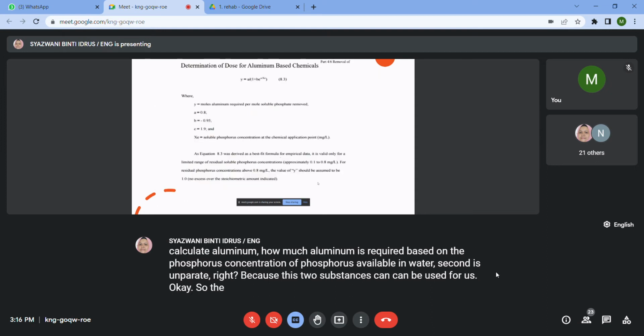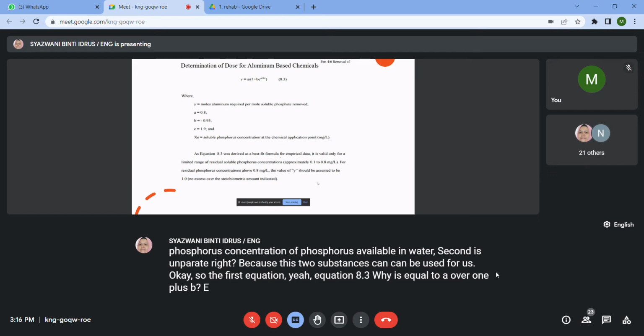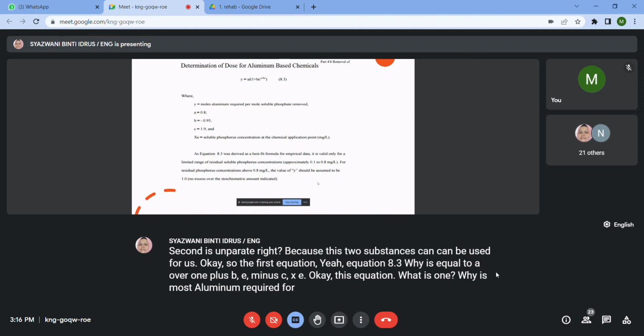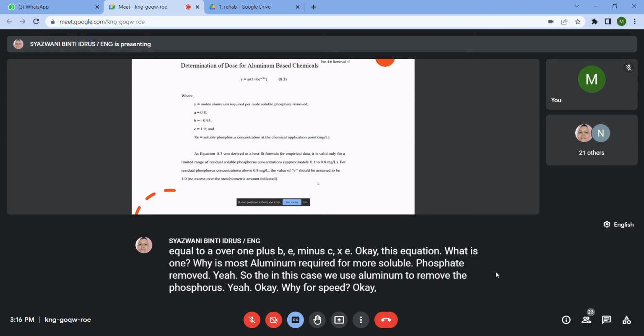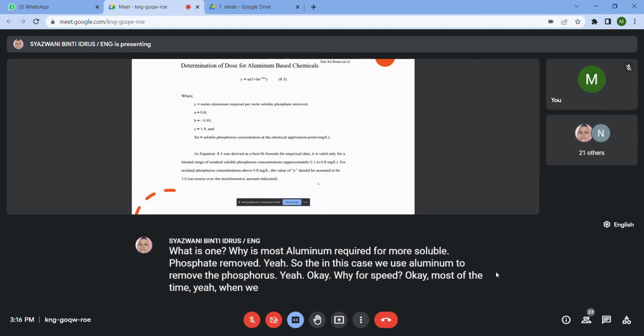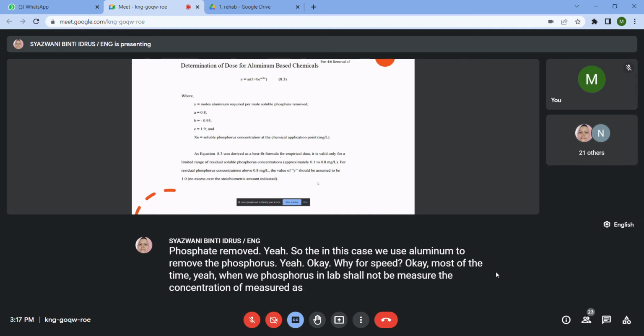So the first equation, equation 8.3: y is equal to a over 1 plus b minus c x e. What is y? y is moles of aluminium required per mole of soluble phosphate removed. So in this case, we use aluminium to remove the phosphorus. Why phosphate? Most of the time, when we measure the concentration of phosphorus in the lab, it is not measured as phosphorus. Normally it will be measured as phosphate. Why?